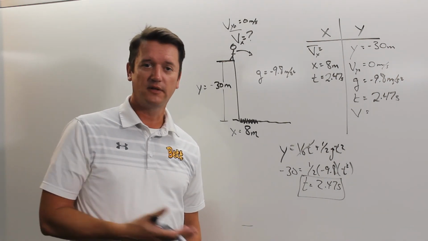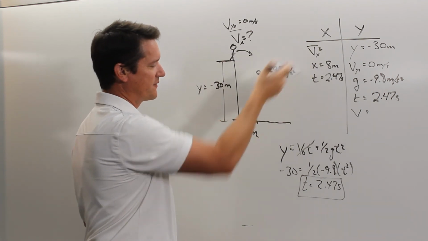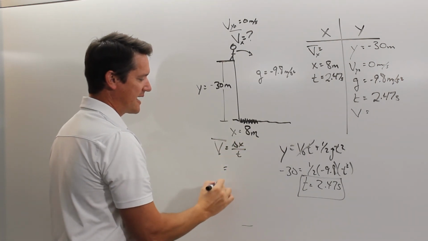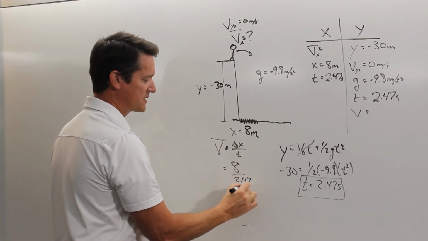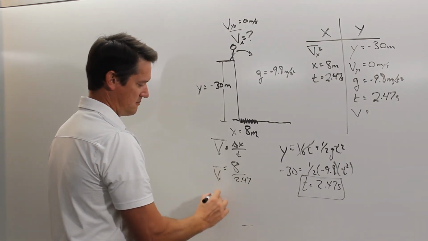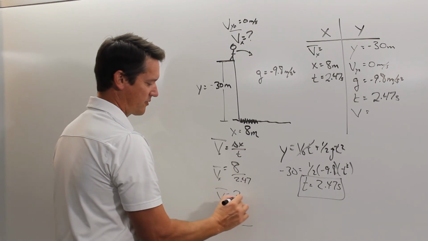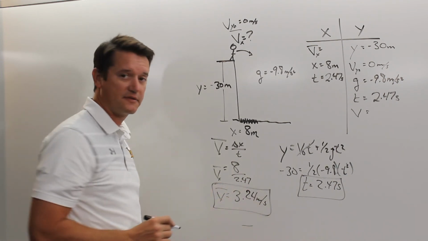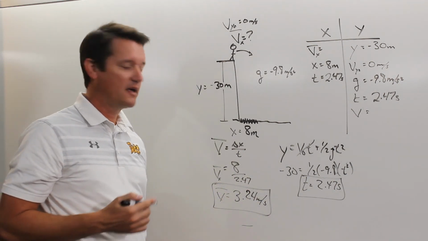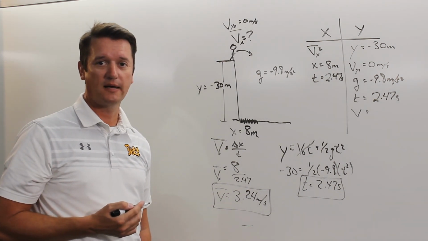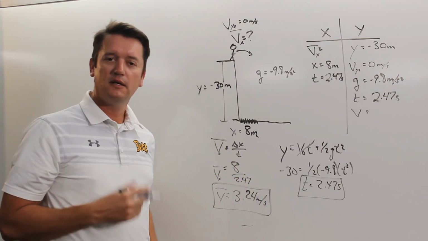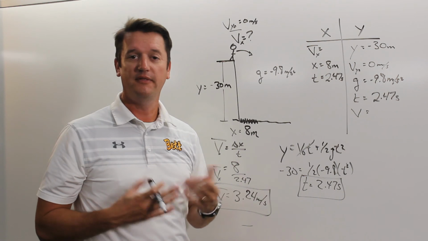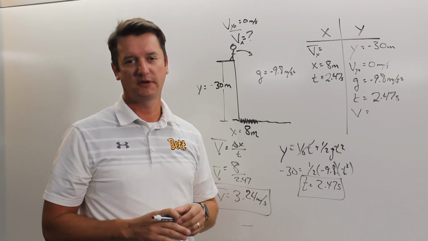So now, if I know 2 out of these 3 variables, I should be able to solve for the third. The average velocity is equal to the change in x over t. So the average velocity is going to be 8 divided by 2.47, which in my book gets me 3.24 meters per second. The cliff diver has to jump off at 3.24 meters per second in order to clear the rocks. Do you see how we did this? We looked at one dimension independently of the other, and then we can share the time between the two to figure stuff out.